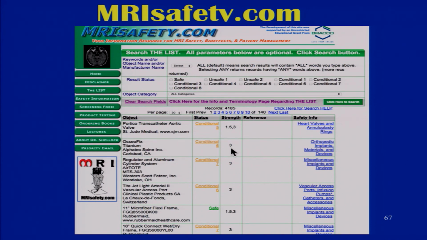So for any patient with a device, ideally we want to have a card to know exactly what kind of device, the make and model they had. Look it up, see what the conditions are in which it can be safely done, and then obviously try to mimic those conditions for that patient.